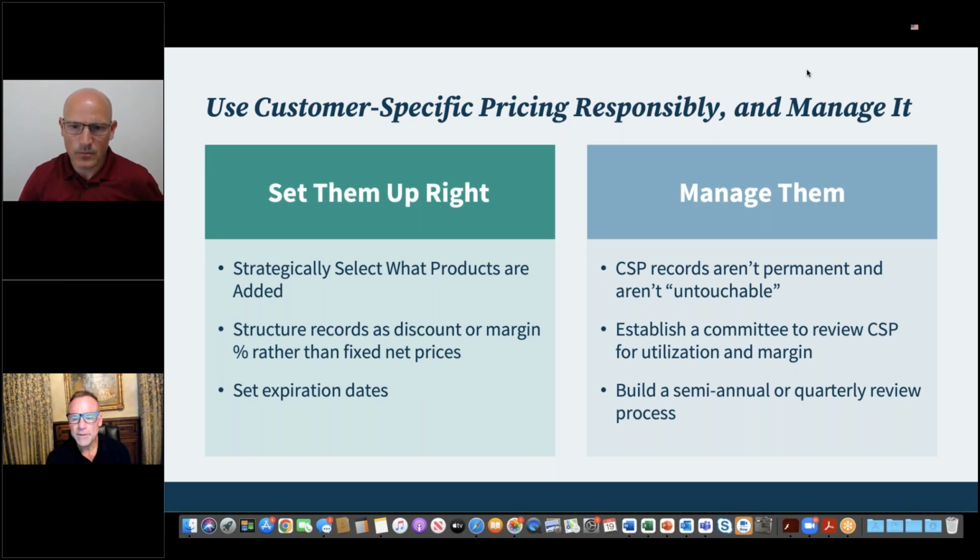And so we do recommend a regular review process. We need to train the sales teams that there are periodic lists of accounts that are going to need to be reviewed. And we need to review the performance of each account with the different products that are in the CSP to make sure that they're generating the expected results, or else they should perhaps be taken out.